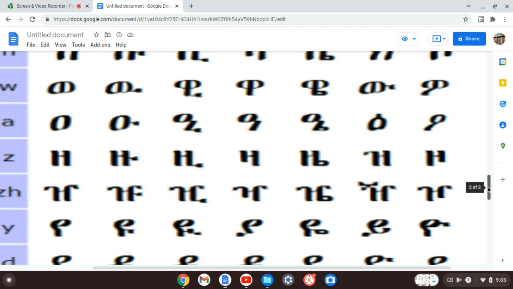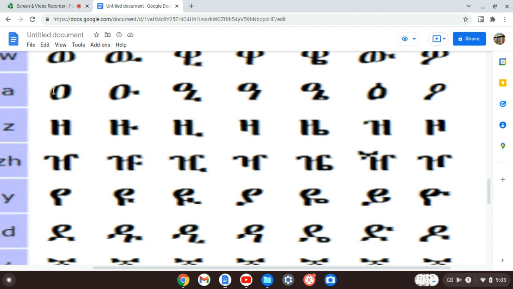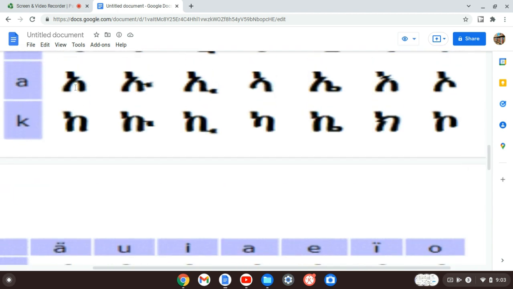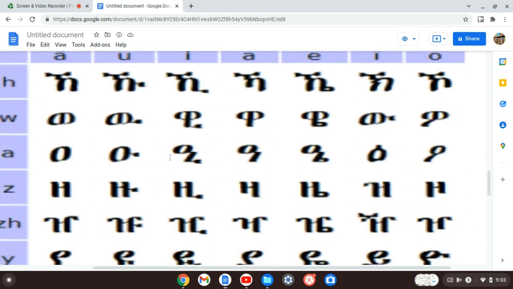And then the next set of letters are a. By the way, you pronounce it the same way as this a over here. A, u, e, a, e, e, o. These set of letters are pronounced the same way as these set of letters over here. You can use them interchangeably. Again, they might have minor differences that almost nobody cares about. So feel free to use them interchangeably.